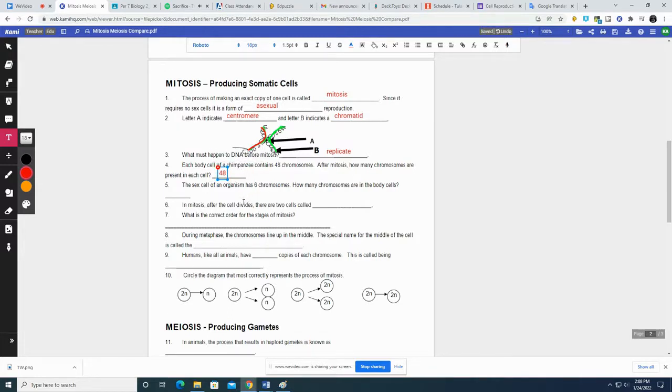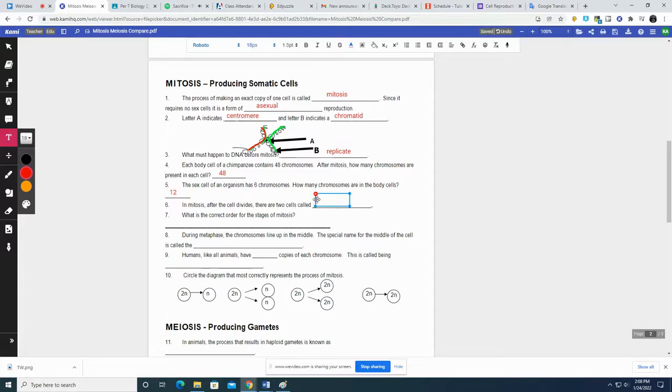Now, the sex cell of an organism has 6 chromosomes. So how many chromosomes would be in its body cells or somatic cells? All right, so if its gametes have 6, and haploid means it has half, the somatic cells would have to have double that. The somatic cells would have to have 12. Because if your diploid number is 12, your haploid number is going to be half, that's 6.